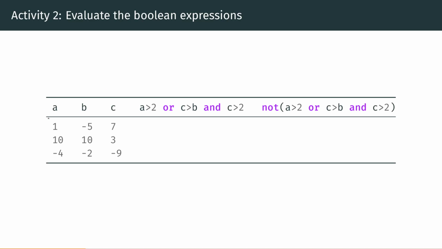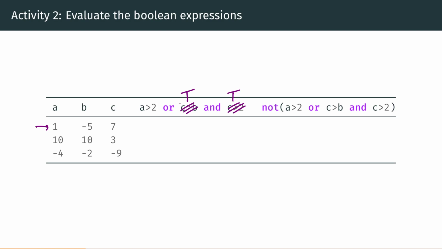Let's start with the first row. We have a equals 1, b equals -5, and c equals 7. Obviously, we'll start with the and. We'll first do the individual ones. Is c greater than b? c is 7, b is -5. So yes, c is indeed greater than b, and this evaluates to true. I'll just say t for true. Is c greater than 2? Yes, it is because c is 7. So this is also true.